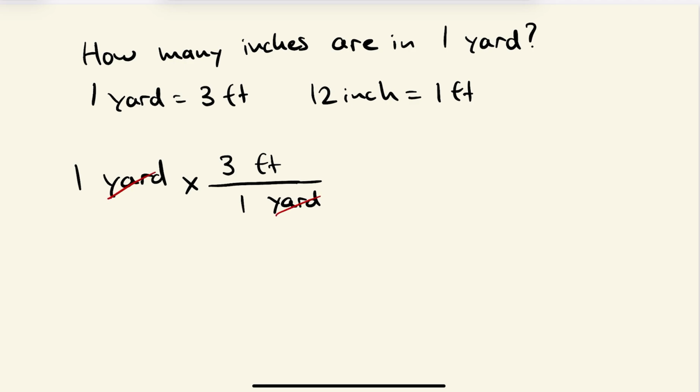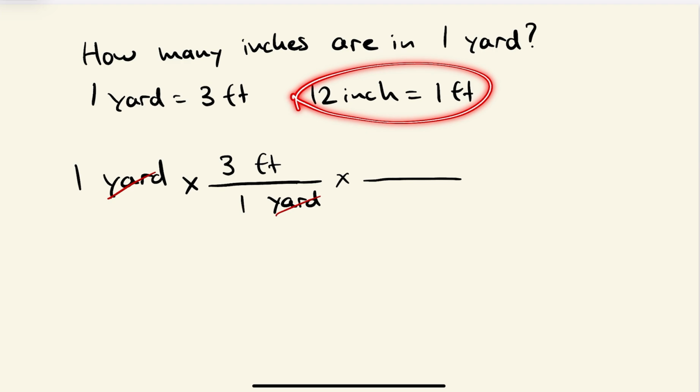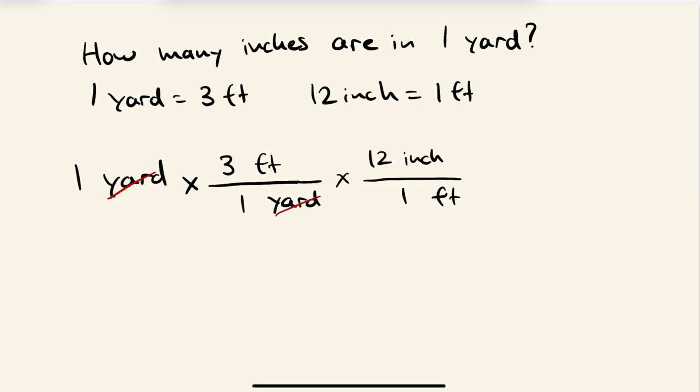Now, if I stopped here, my units will be converted to feet. But since I want to convert to inches, I'm going to multiply this by one more conversion factor. And I'm going to use this conversion factor here: 12 inches equals 1 foot. So I'm going to put the units of feet down here because I want to cancel the units of feet. So for every 1 foot, I have 12 inches. And now my units of feet will cancel out, leaving me with just inches.